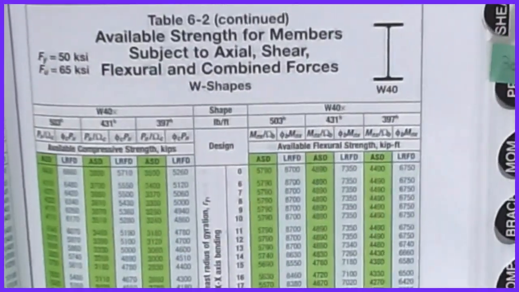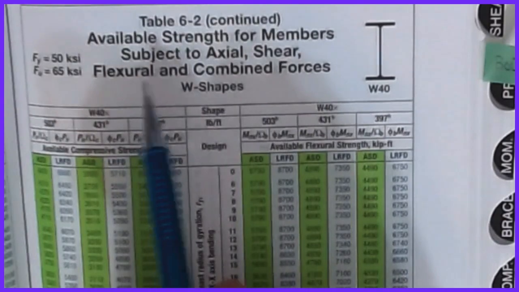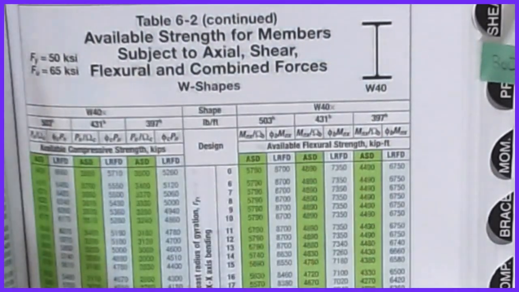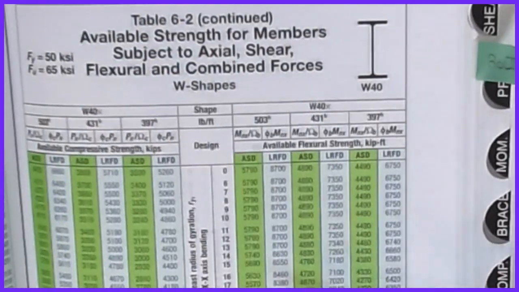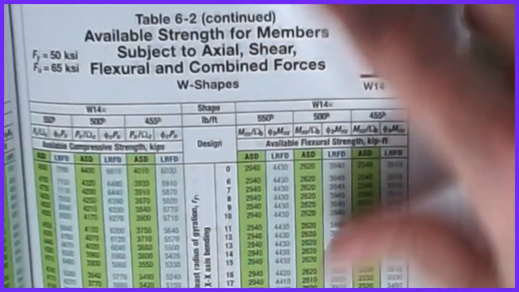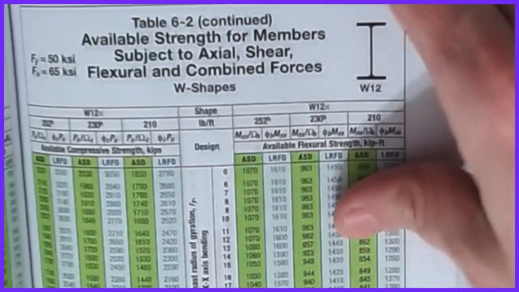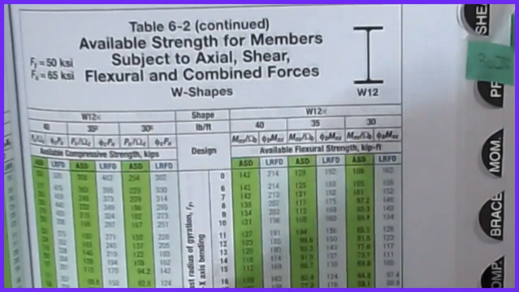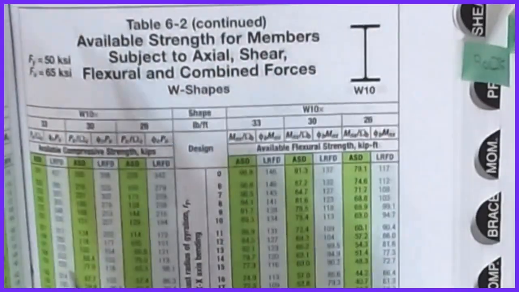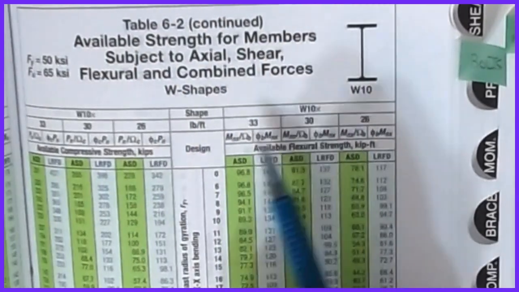This is actually the available strength for members subjected to axial, shear, flexure, and combined forces. I apologize, it's a little blurry, but you kind of get the idea. I'm on a really big table here. Let's get over to the W10s. They've got a lot of these tabulated for you, which is really handy, so that you can have everything in one location. So if I go find my 10 by 33, it's here somewhere. Okay, there he is. So here's my 10, here's my 33.